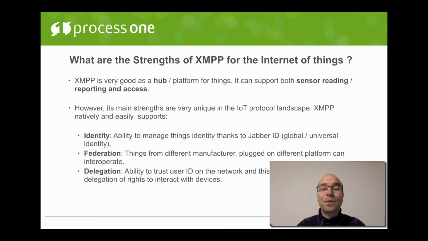So that's also a way to make sure that the Internet of Things will actually happen, because I don't believe that a single platform will emerge and handle all the things in the world. There will be different platforms. And that's where XMPP has a very important role to play in that it makes it possible to have different platforms speaking together and different devices connected to different platforms interoperate with each other.